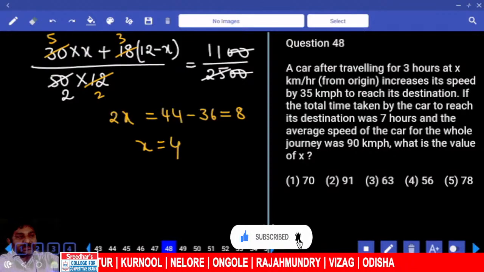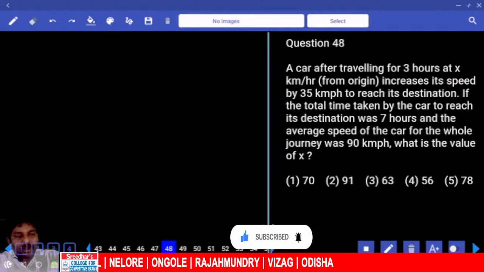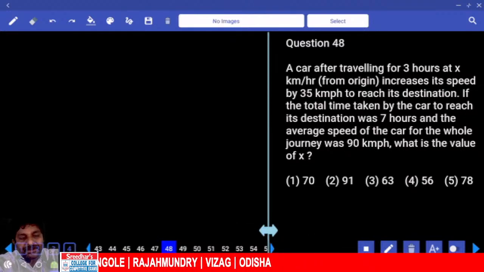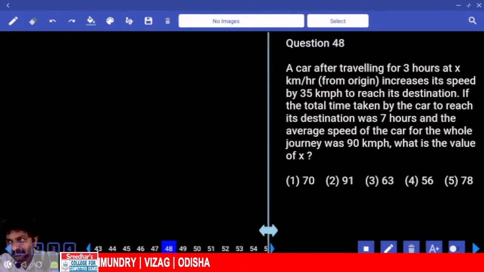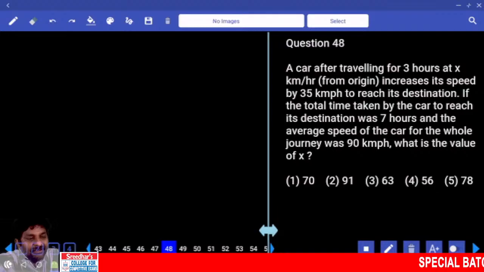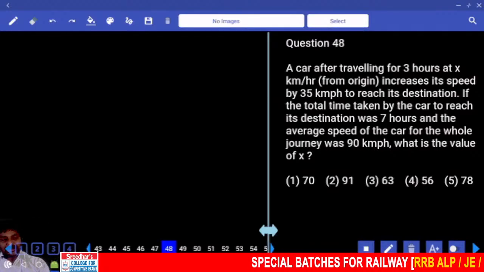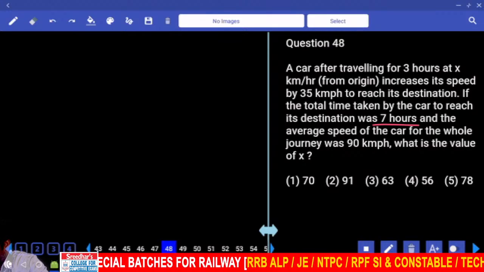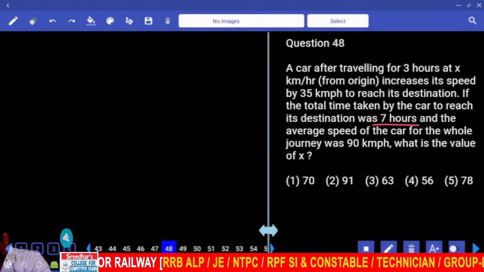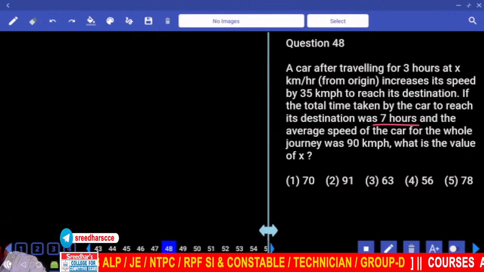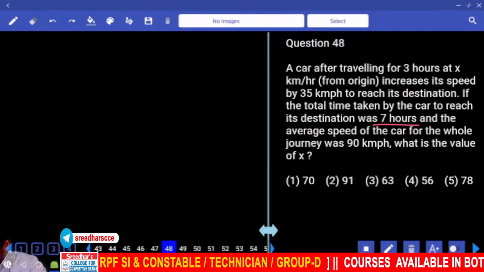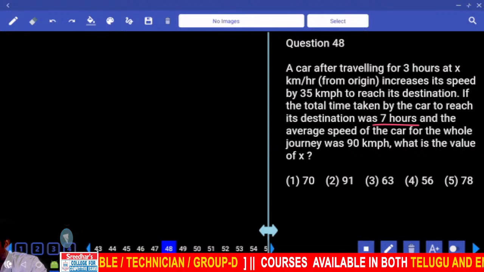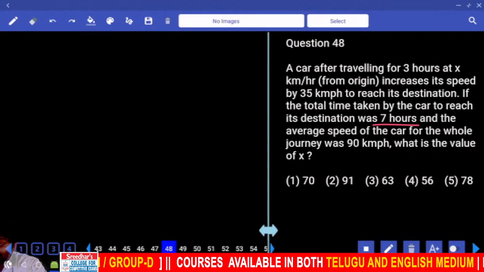A car, after traveling for 3 hours at x km per hour from the origin, increases its speed by 35 km per hour to reach its destination. After how many hours did the speed get increased? 3 hours. If the total time taken by the car to reach the destination was 7 hours. Wait a minute. What is the total time? Out of 7 hours, the first 3 hours traveled with original speed. Next, how many hours traveled with increased speed? 4 hours. Speed got increased by how much? 35 km per hour. So, per each hour it will travel an extra 35 kilometers. Like that it traveled for 4 hours.